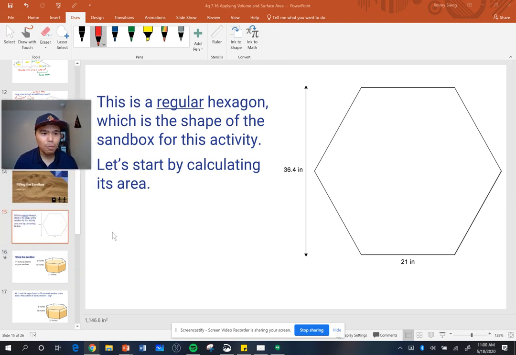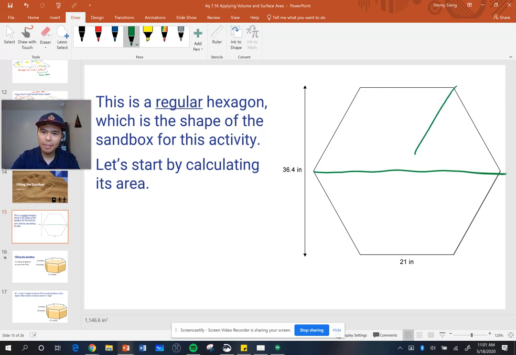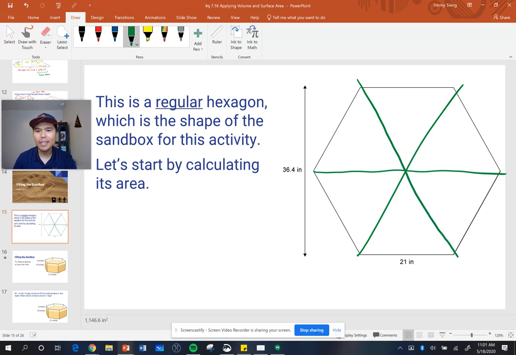So we have here a regular hexagon, which is the shape of a sandbox for this activity. We need to start by calculating the area of it. Think about this as a rectangular structure in general, but we have the dimensions of a sandbox that will fill up with a bunch of sand, right? But let's start first by finding the area. So we don't know the area of this hexagon, but I can find that if I was to cut this up, cutting through all those different corners of this hexagon, you would see that I would have triangles, right?